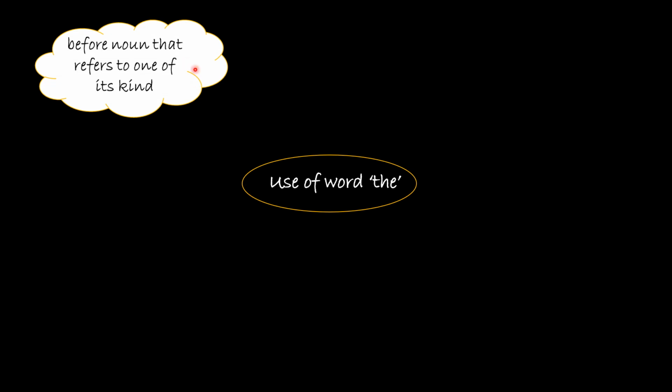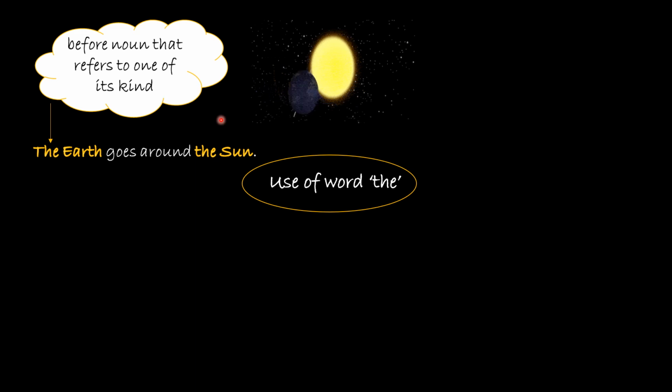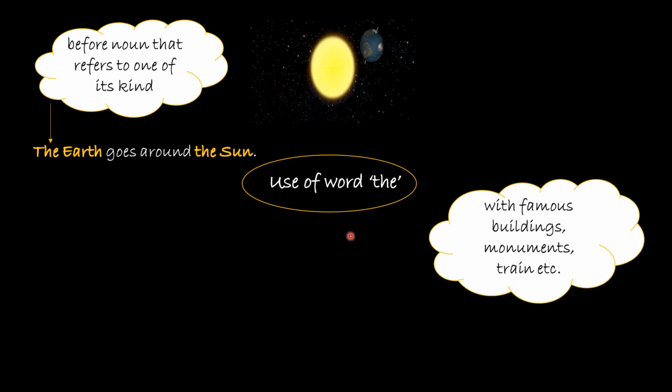Now more uses of word the. Before a noun that refers to one of its kind. Now here, the earth goes around the sun. Before a noun that refers to one of its kind means that there is only one, and all of us know that the sun is only one and the earth is also only one. That's why we have used the before earth and the sun.